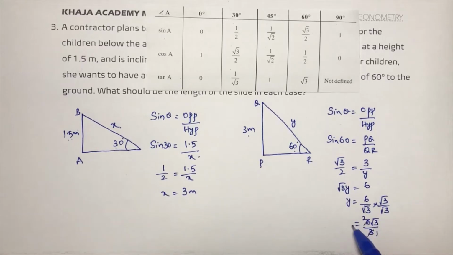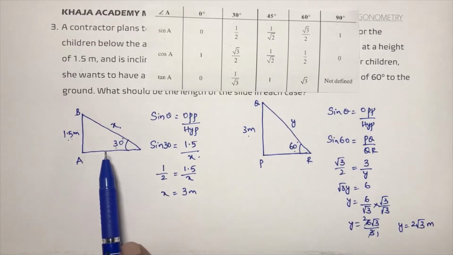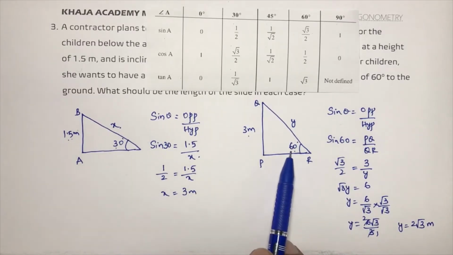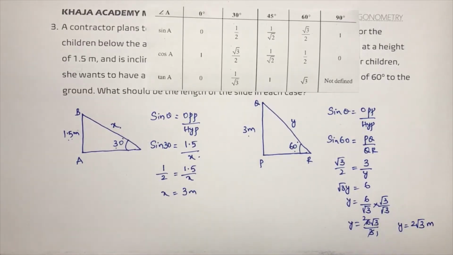3 times 1, 3 times 2. Therefore, the length of the slide is 2 root 3 meters. And this is 3 meters. The length of this slide is 3 meters. The length of this slide is 2 root 3 meters.